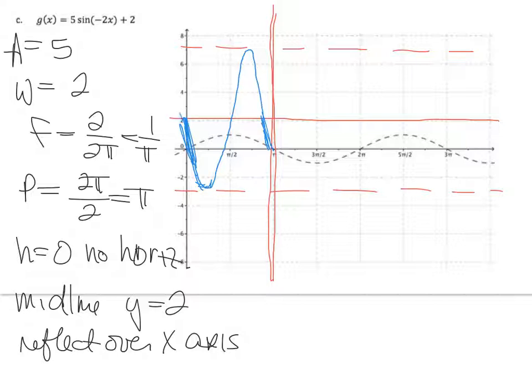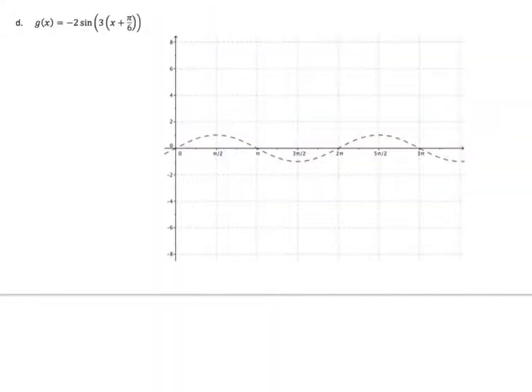Okay, to measure from peak to peak, we'd have to go up here, so this right here would be pi. Cool. Okay, D. Oh, our amplitude. But amplitude is always absolute value, so we're at 2.